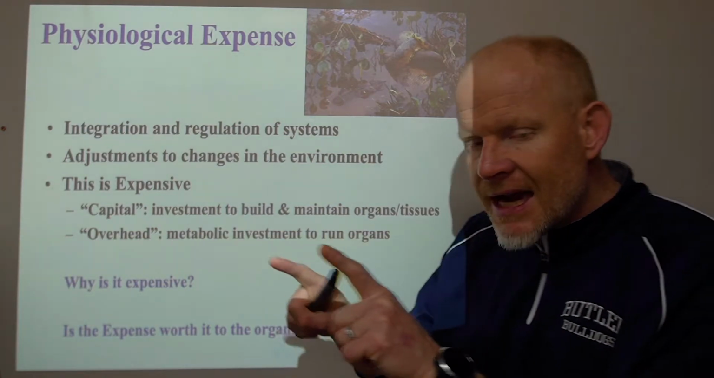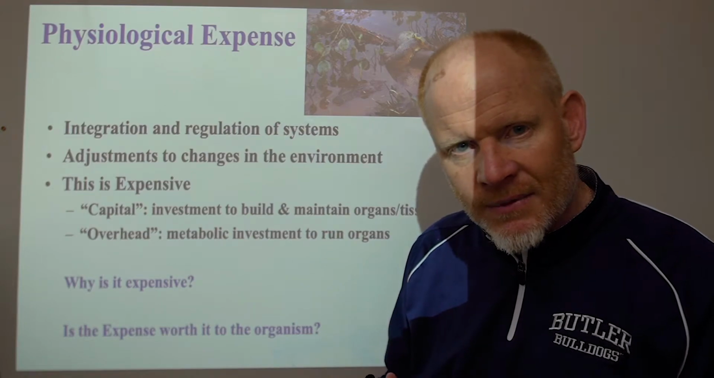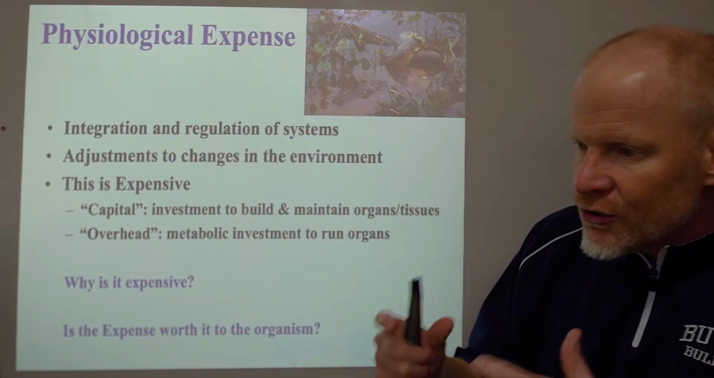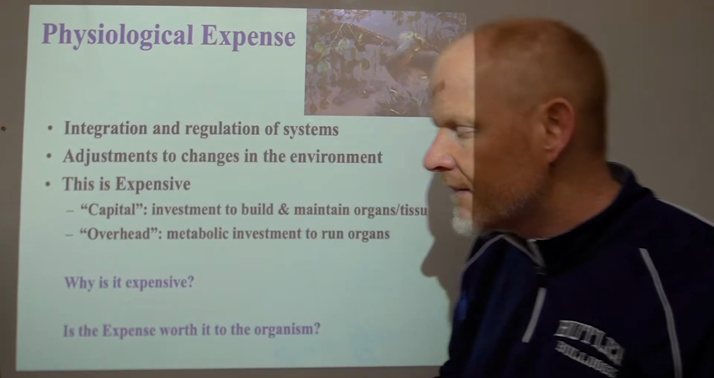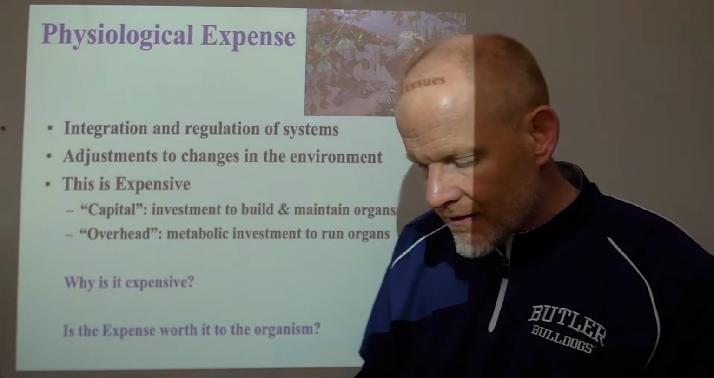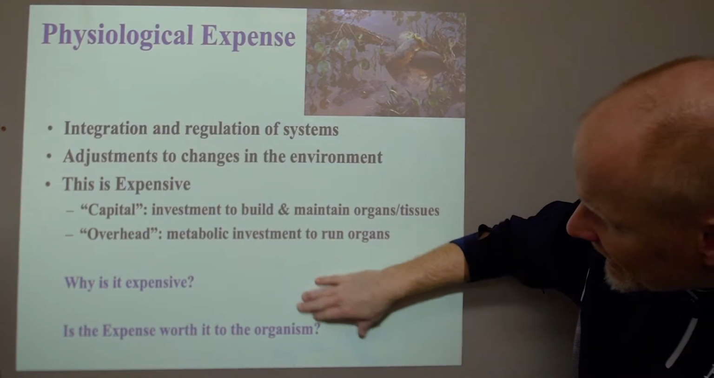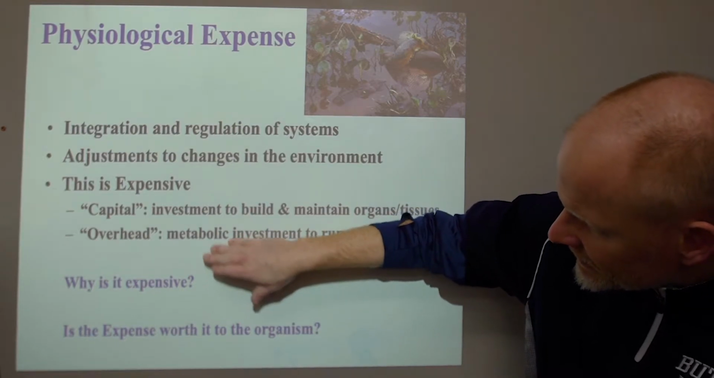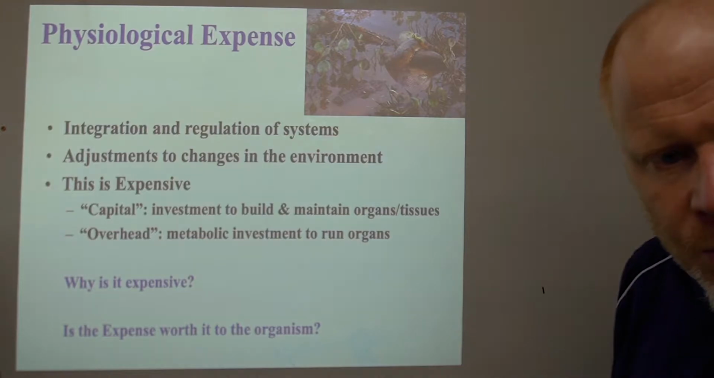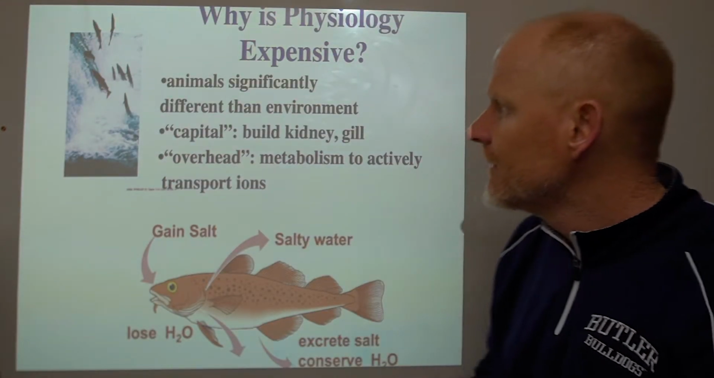And if you can take advantage of an environment that other animals can't because of the organs you have developed and the mechanisms of physiology that occur within them, then you can survive to adulthood and pass your genes on. And that is really why physiology is expensive. And those are the two questions at the bottom. So why is physiology expensive? Because of capital and overhead. And then is it worth it, right? And it is worth it if the organism can reproduce and produce offspring, right?